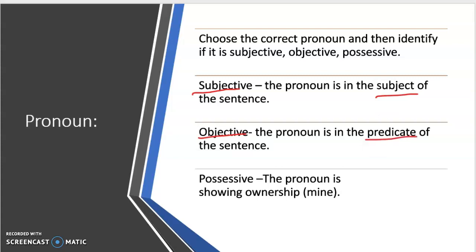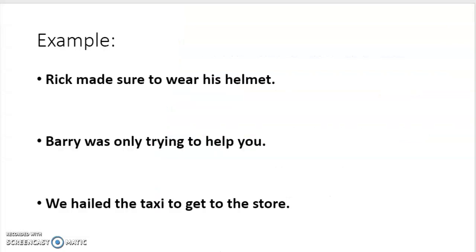Objective pronouns are in the predicate. They're the object of the sentence. That's why they're called objective. However, the easiest way to know it is that they're in the predicate. And then possessive pronouns show ownership. So that's mine. That's an example of an ownership pronoun, okay? So first, what you do, identify your pronoun, then figure out where it's located in our sentence. So let's look at a few examples. Rick made sure to wear his helmet.